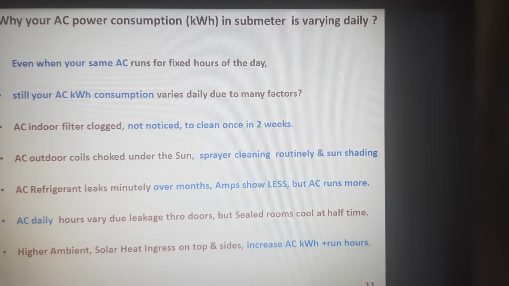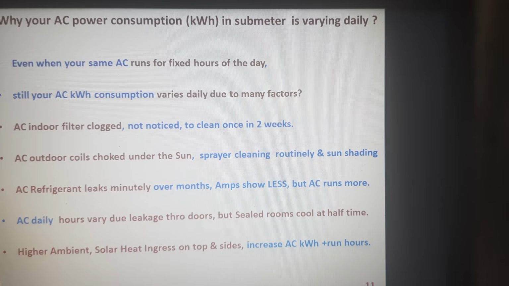When the AC power submeter is read, why is it varying daily? Though you are running for fixed hours of the day, it is varying due to many factors. AC indoor filter getting choked, not noticed, and you have to clean it once in 2 weeks. The AC outdoor coils choked, so spray cleaning with mild detergent water routinely, and sun shading definitely helps to reduce your power bill.